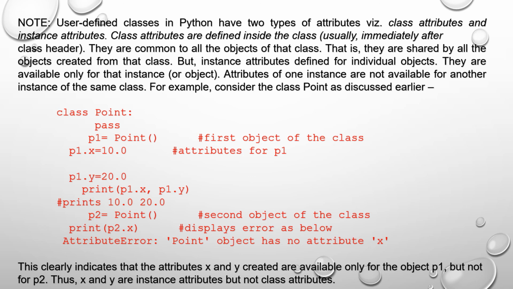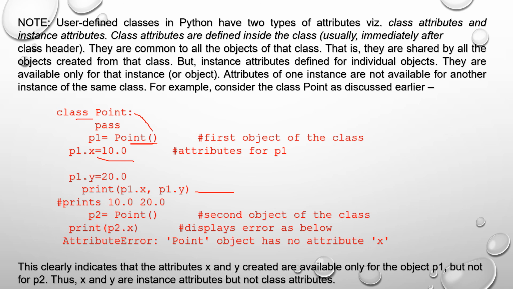For example, here I created the class Point. My first object is p1. p1 is of Point, which is my class name. And the attributes of p1 are x and y. So here p1 dot x is equal to 10 and p1 dot y is equal to 20. After that I am going to print p1 dot x and p1 dot y. This is my print statement. The Python interpreter will print 10.0 and 20.0.